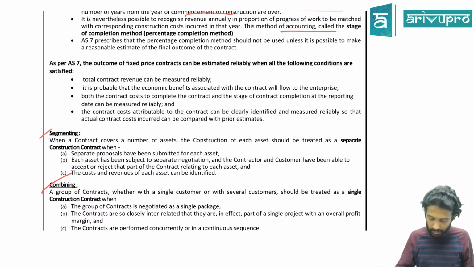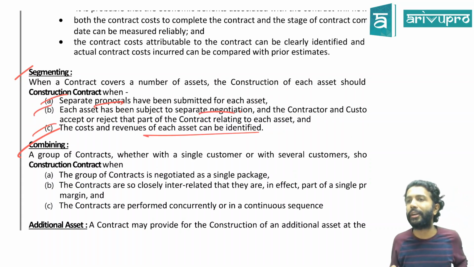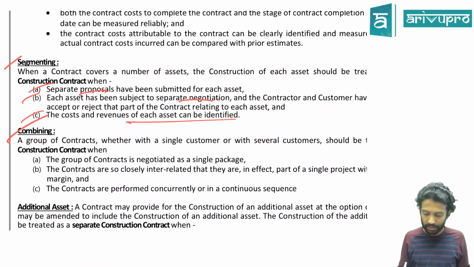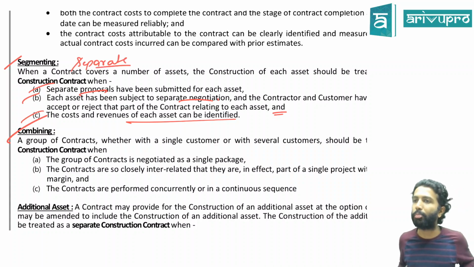The 3 clauses we learned, that is what they have given here. Check: separate proposal, separate negotiation, cost and revenue can be easily identified for all 3 of them. If all 3 conditions are satisfied, then it becomes a segmenting contract, meaning it becomes a separate contract. If not, it will be treated as a combining contract.